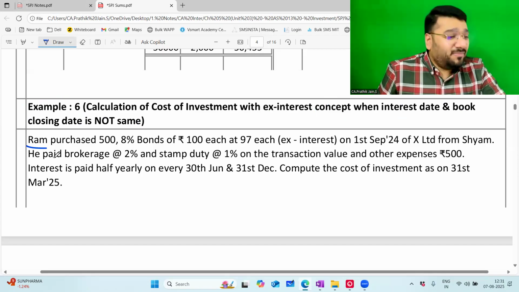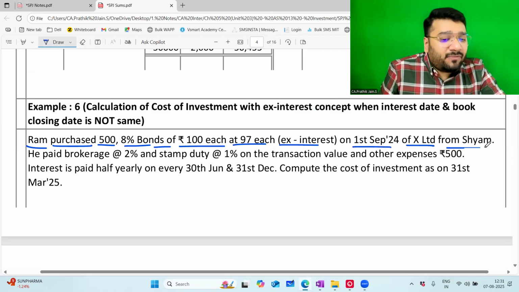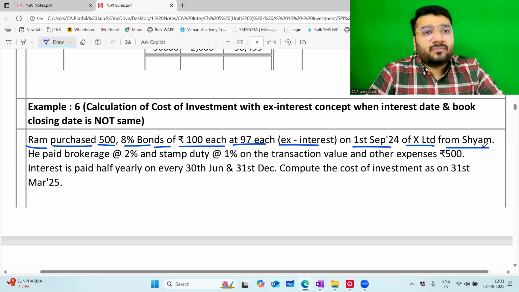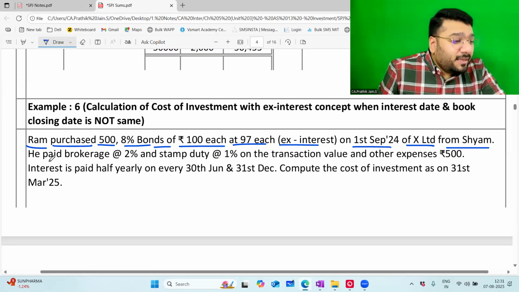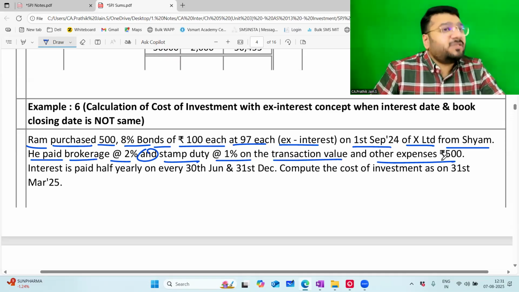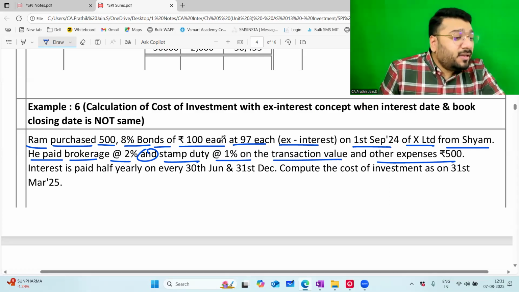Now, Ram purchased 500, 8% bonds of 100 each at 97 each, ex interest, on 1 September 24 from Sham. I've maintained the same question so that there's no hassle of processing a new question every single time. He paid brokerage of 2% and stamp duty of 1% on the transaction value, and other expenses of 500. Interest is paid half yearly on 30 June and 31st December.